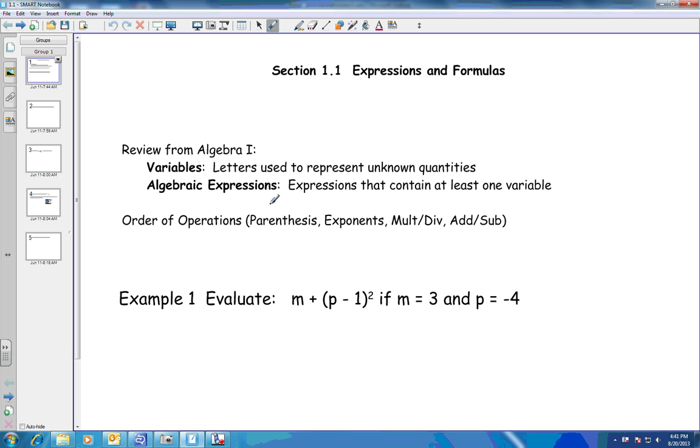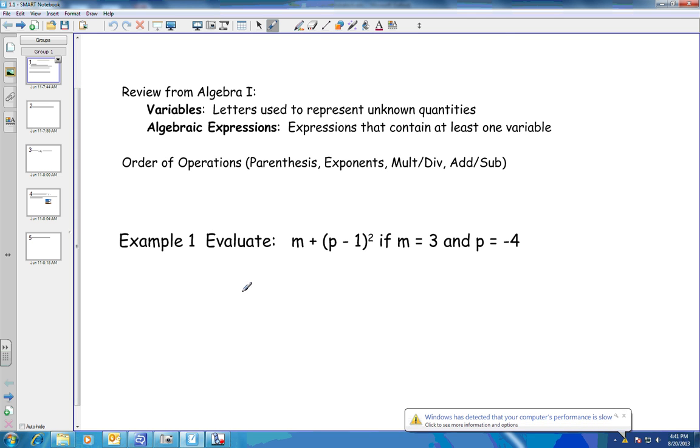So remember the order of operations, parentheses first, exponents. Remember, here's an example of an exponent. Then we're going to multiply or divide in order from left to right. And then we're going to add or subtract in order from left to right. And you may have heard that, please excuse my dear Aunt Sally, to follow the order of operations. So here's example 1.